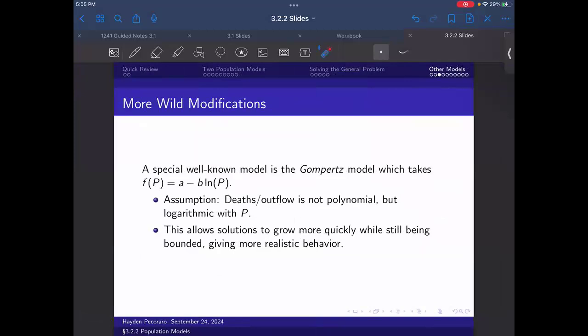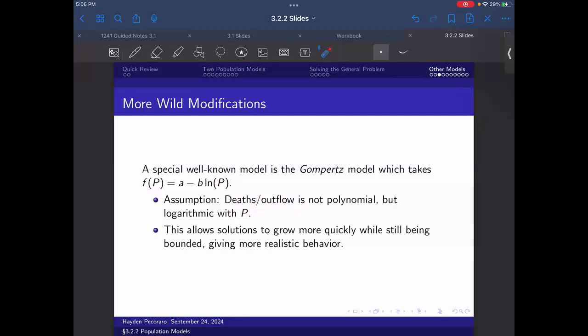It takes a specific value of f, and sets it to almost linear, except you have log of p right there. So basically your assumption is that the deaths do not happen polynomially, so not necessarily just based on the interaction, but a little bit less than that. Death based on interaction is pretty rare, actually. I'm interacting with you all right here, and none of you are dying.